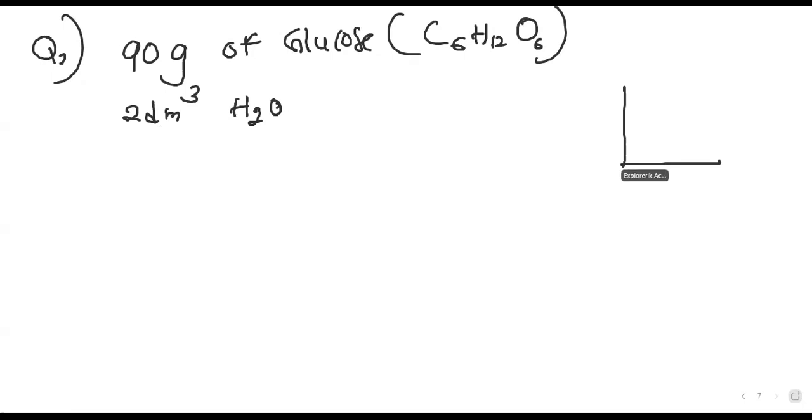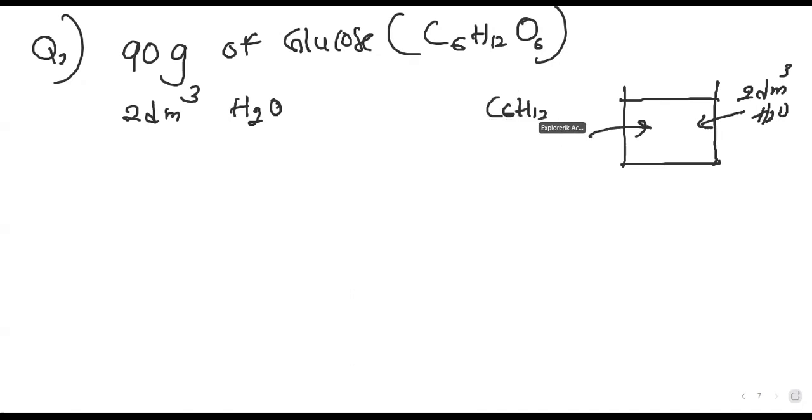So now I have this beaker. What I have done, I have given you how much of water, 2 decimeter cube of water. How much of glucose, C6H12O6? I have given you 90 grams and I have not indicated the number of moles. You don't know it. So to work out the equation, concentration equals number of moles over volume, you need to know the number of moles, but still you don't know the number of moles.